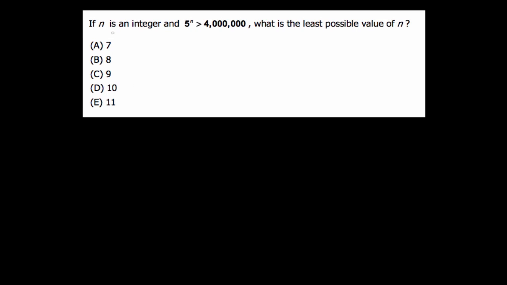The question here says, if n is an integer and 5 to the power n is greater than 4 million, what is the least possible value of n?